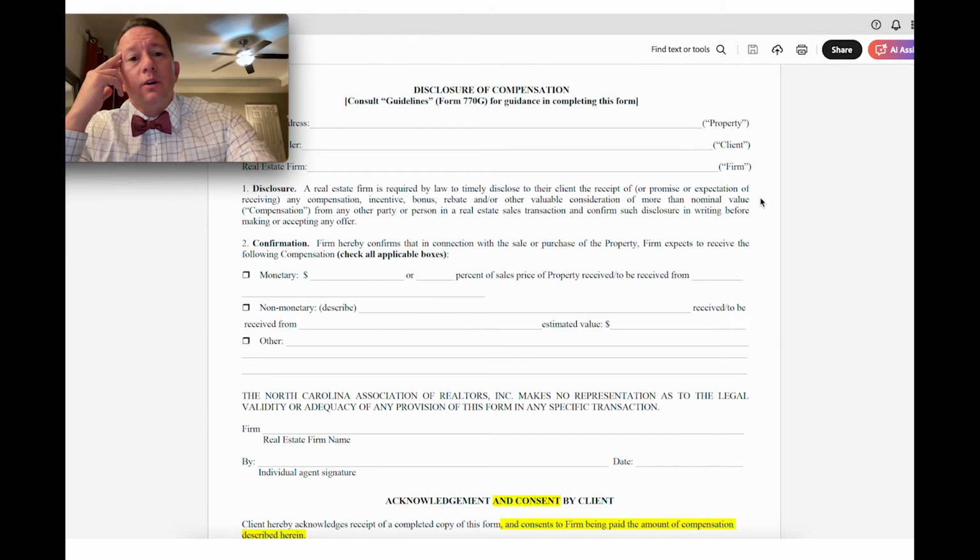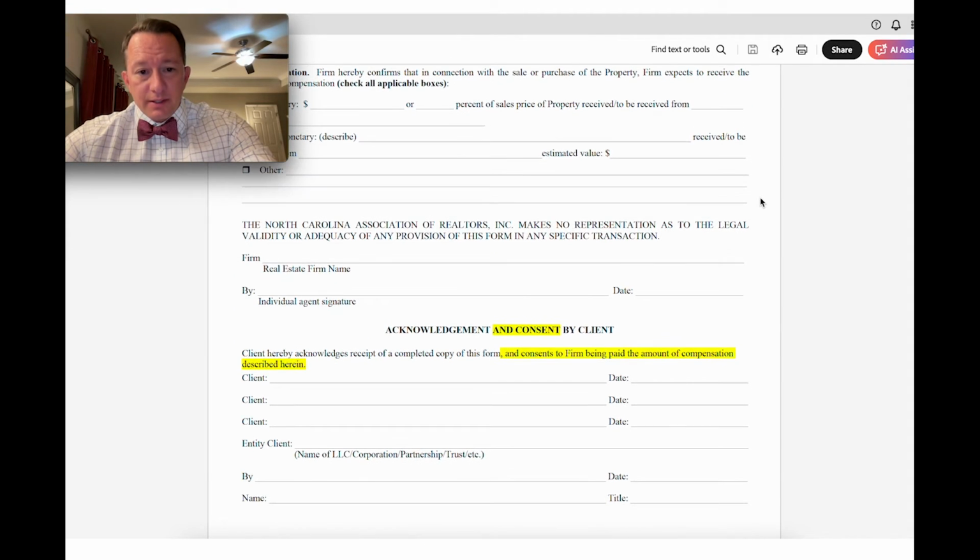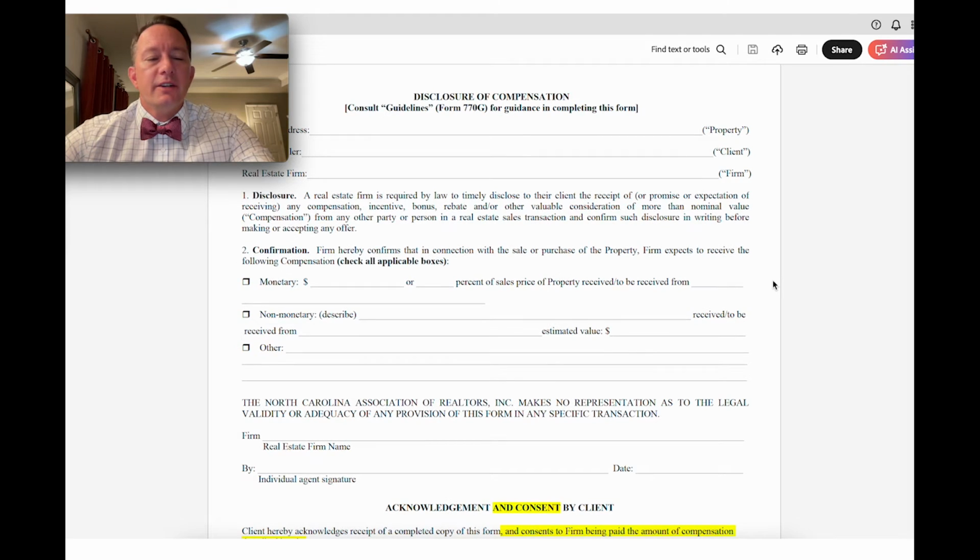Now, the form will be, hey, this is happening. And if the client signs it, which they don't have to, but if they do, then they are consenting to the firm being paid. All right. And that's a really important change, because in the past, using this form wasn't really a consent. It was more of a, we're doing this, and we're required to tell you in the license law, although my dealing with most of you is that you would have done it anyway.